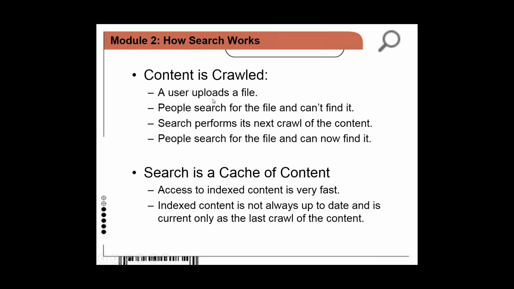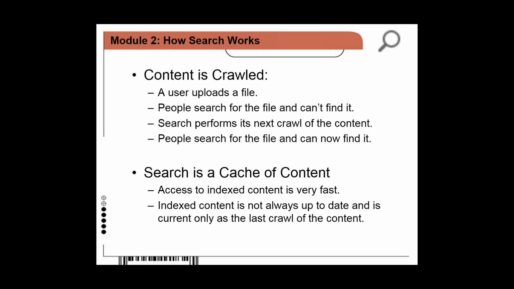Basic backgrounder on search. Content has to be crawled. Crawling occurs on a schedule. Because of that, a lot of users will upload files and say, it's out there, you all can now find it, and other users will go out and look for it, and they can't find it. At some point in time, it then goes out and performs the actual crawl.